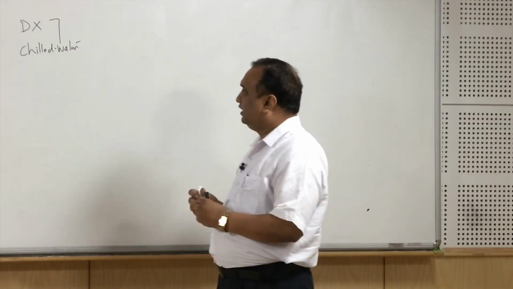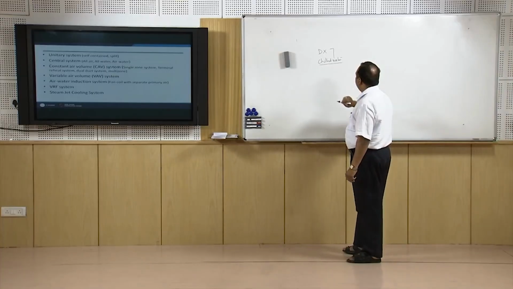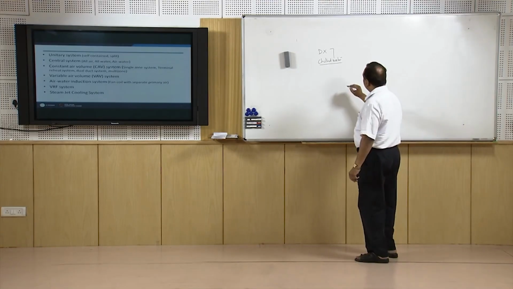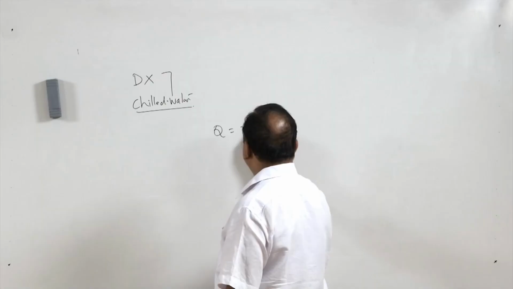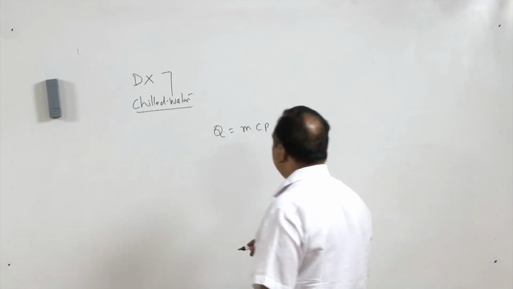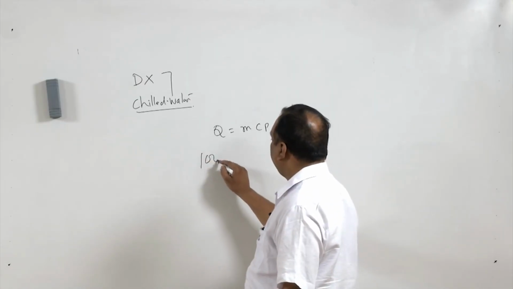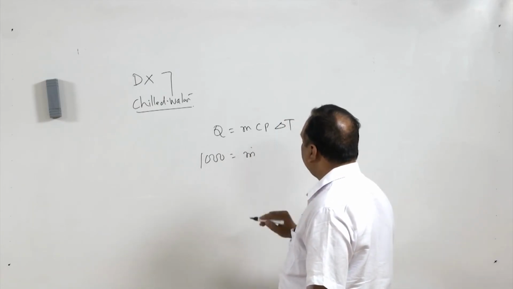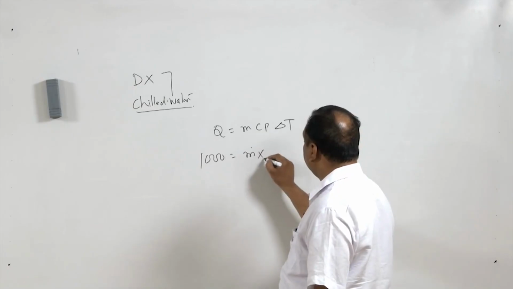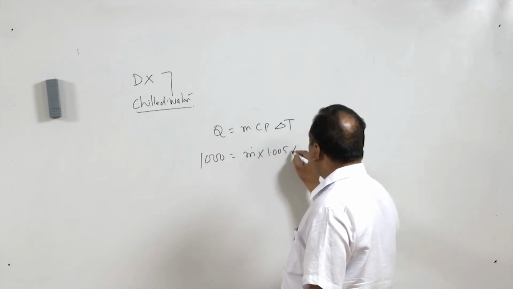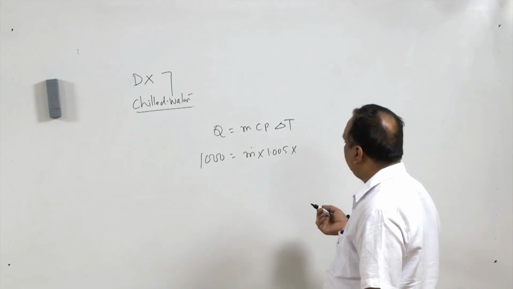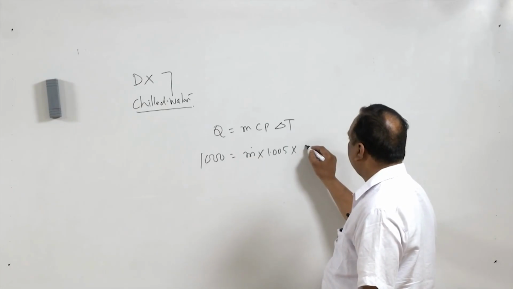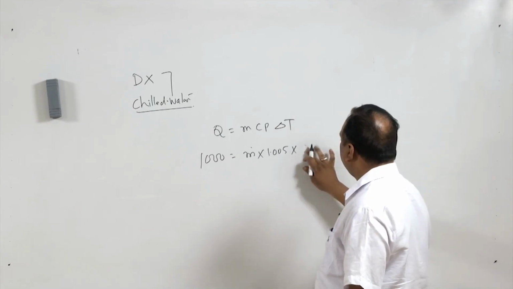The benefit of a chilled water system is seen in the heat carrying capacity of air and water. As you know, Q is equal to m Cp delta T. Suppose 1 kilowatt of heat has to be carried away by air. We have to find the mass of the air. So, mass of the air, Cp for air is 1.005 and delta T, let us say, is 25 degrees and 20 degrees centigrade.